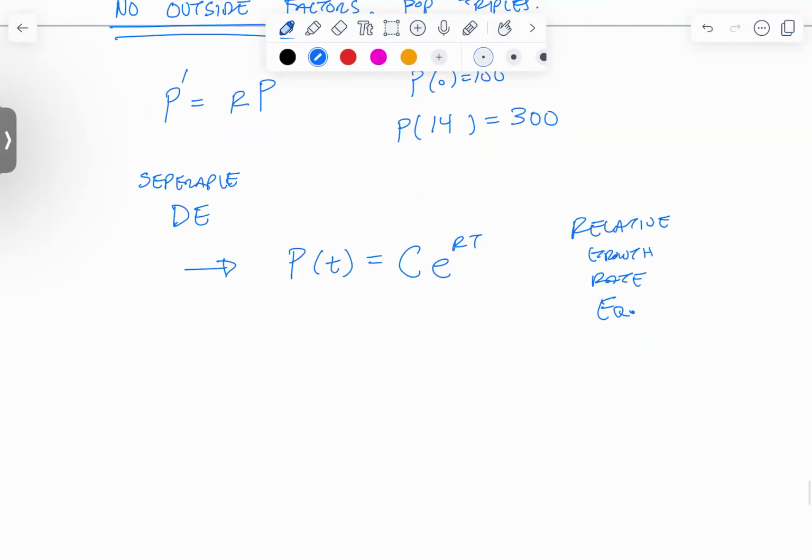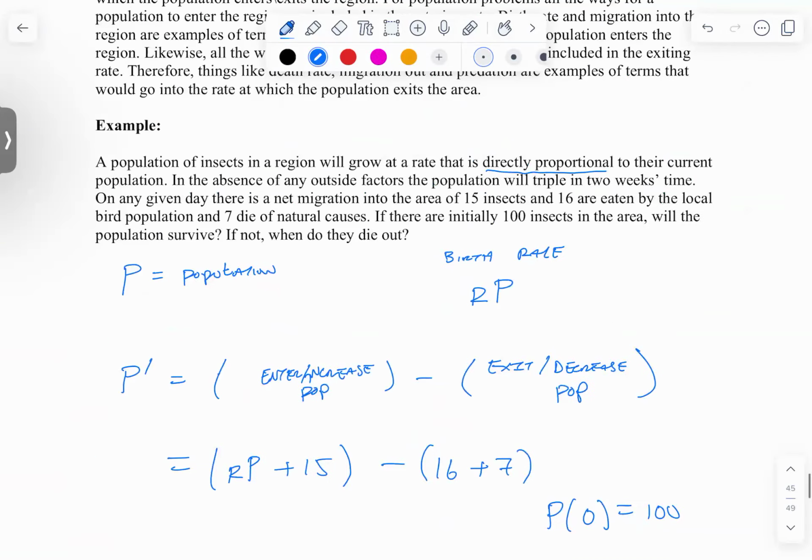Is that going to be true of all population questions? What was the key wording in this? That it's growing and you have some death. Proportional, it's growing proportionally. And with no outside factors, the equation always gets more complicated if you have outside factors involved, those coefficients that modify stuff.